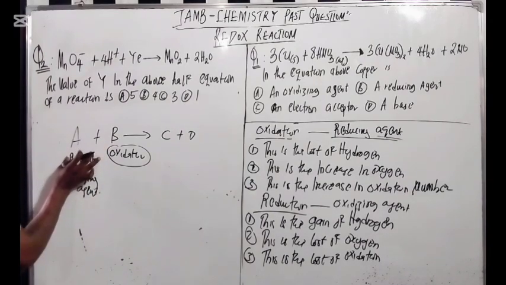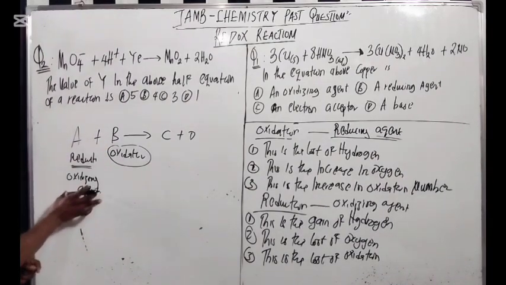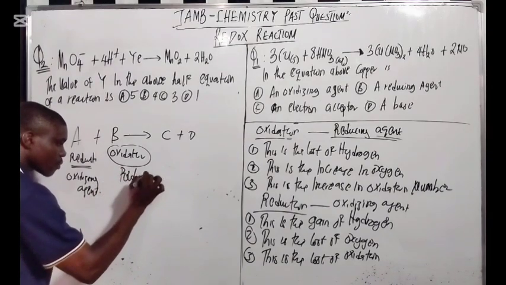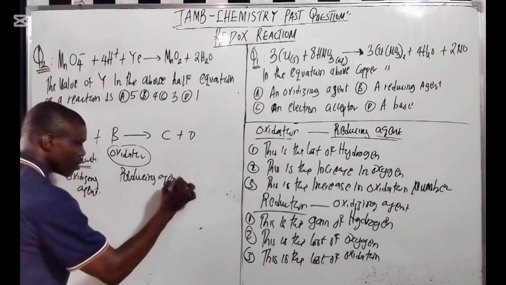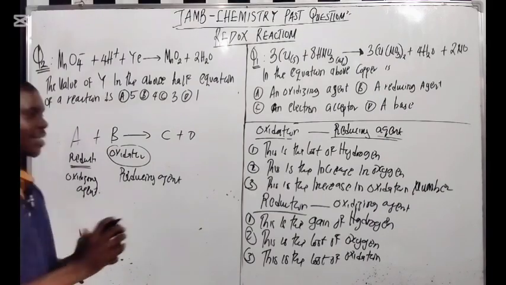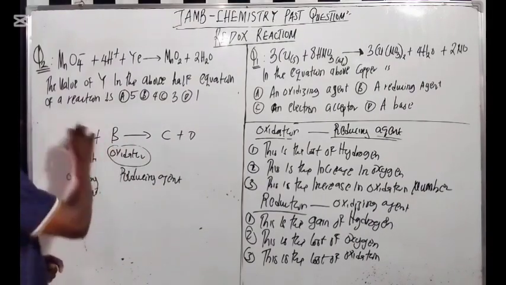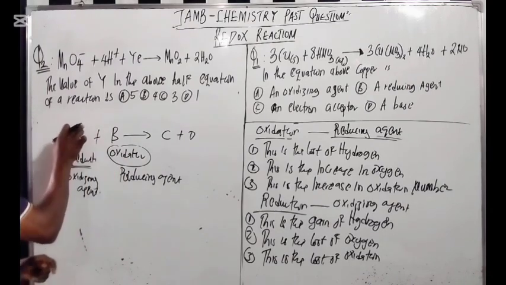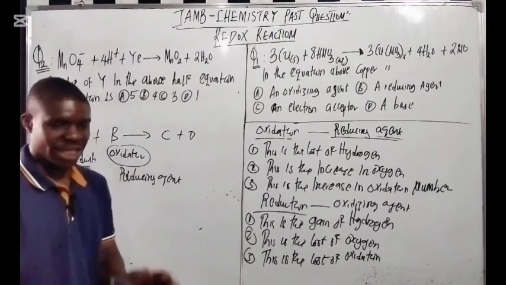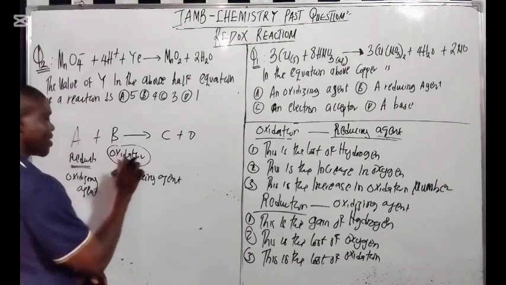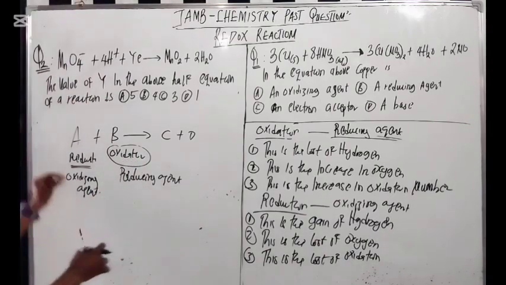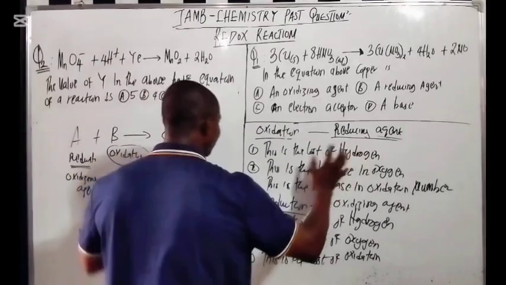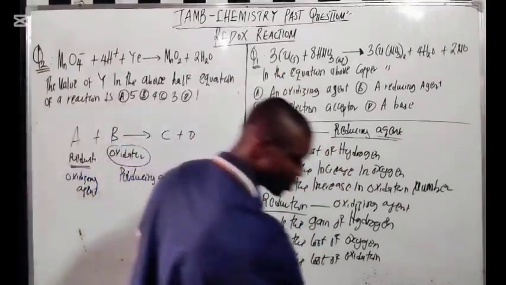So reduction is what? Is oxidizing agents. While oxidation is what? Is reducing agents. The idea is what? Is the reducing what? Agents, right? Why? Without oxidation, reduction cannot occur. So this guy is an agent that makes what? Reduction occur. So it is a reducing agent. So what you have to understand here is that oxidation is a reducing agent, while reduction is an oxidizing agent. Do you understand? So with these two things here, we can now answer this question.